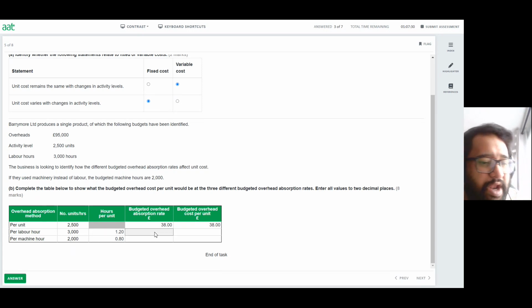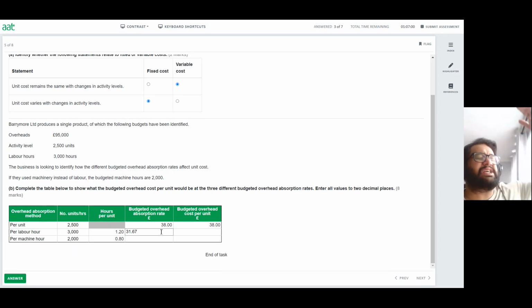But we look at the overhead absorption rate. Overhead absorption rate is calculated by the budgeted overhead divided by the budgeted activity. So here, budgeted overhead is 95,000. Divide by the budgeted activity, in this scenario the labor hours, 3,000 hours. So that gives me £31.67, because you have to round up.